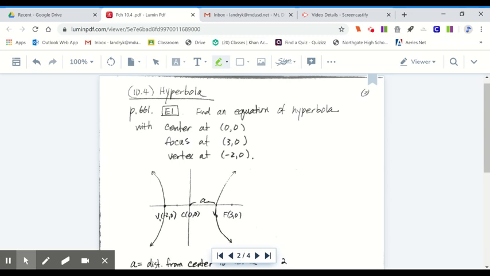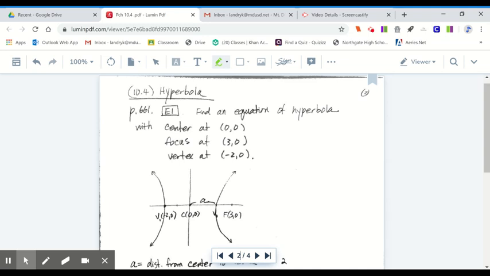Find an equation of a hyperbola with a center at (0, 0), one of the foci at (3, 0), and one vertex at (-2, 0). Now we know there are 2 foci and 2 vertices, so we're going to have to find them. But at least by sketching a graph, you should be able to see them pretty easily.